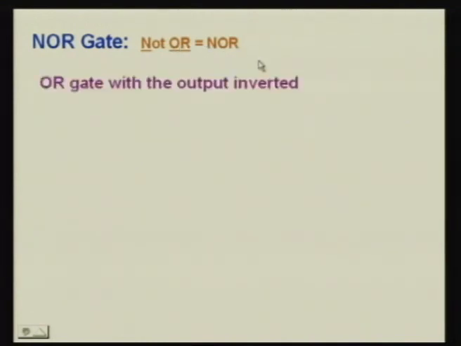So what is a NOR gate? Basically it's a combination of an OR gate and a NOT gate. We have taken N from NOT and OR from the OR gate, and it gives NOR. So a NOR gate is basically an OR gate with the output inverted. Means if we invert the output of an OR gate, that will make a NOR gate.